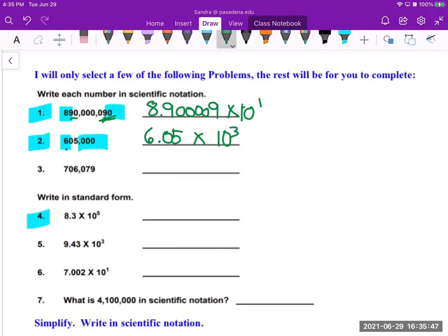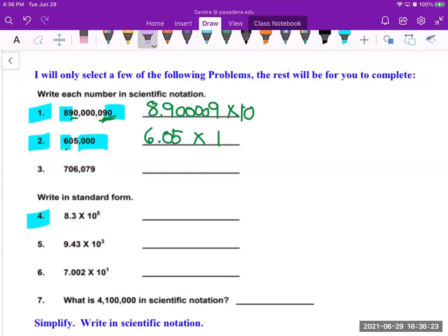You can check it by plugging it into your calculator. 6.5 times 10 to the power of 3. You know what? I did something wrong. Let me go ahead and go back. Let me make sure I'm doing this right. I think I did problem 1 and 2 wrong. So let me go ahead and quickly fix. Yeah, I forgot to count my exponents. So let me go ahead and do that very quickly. Okay, let me go ahead and go back and count them.